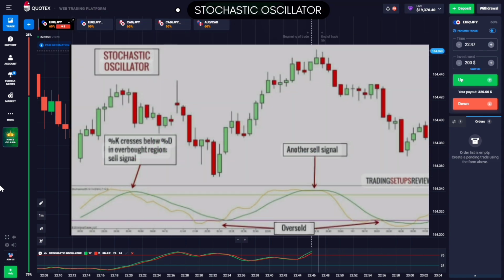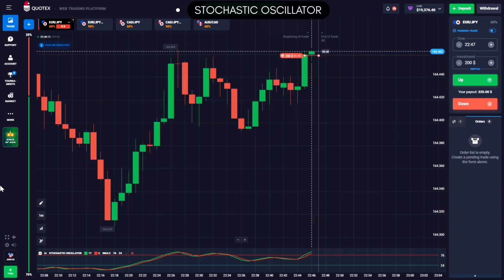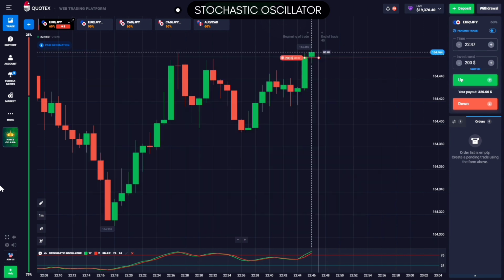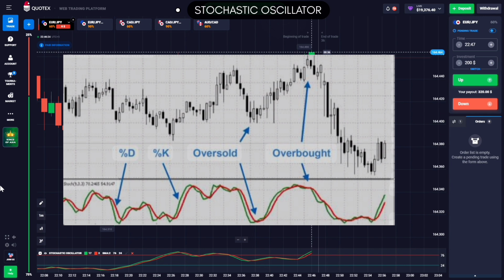It consists of 2 lines. %K line, fast line. This is the main line that shows the current closing price relative to the range. %D line, slow line. This is the 3-period moving average of %K, used for smoother signals. The indicator ranges from 0 to 100, making it easy to spot overbought and oversold conditions.